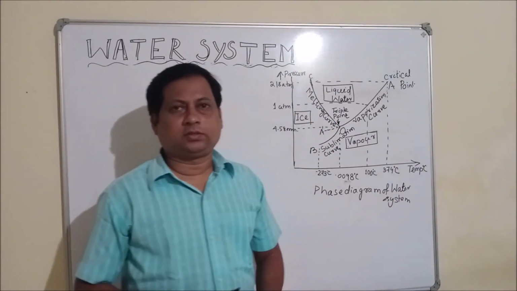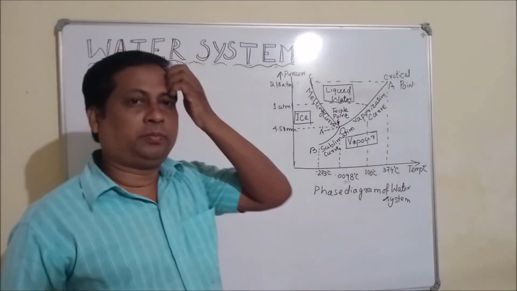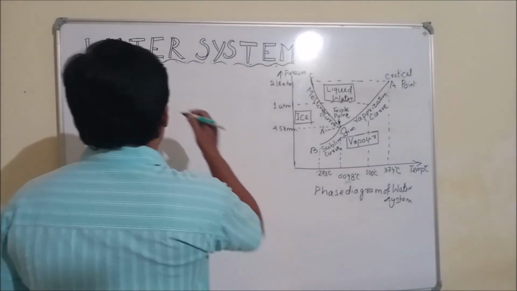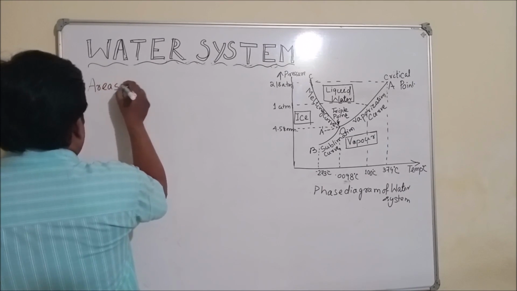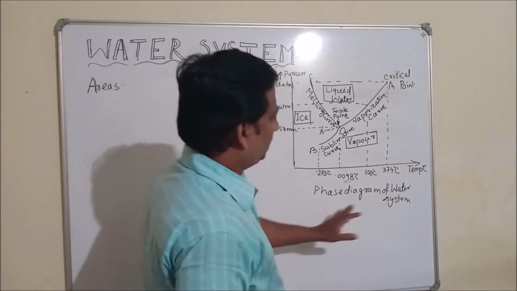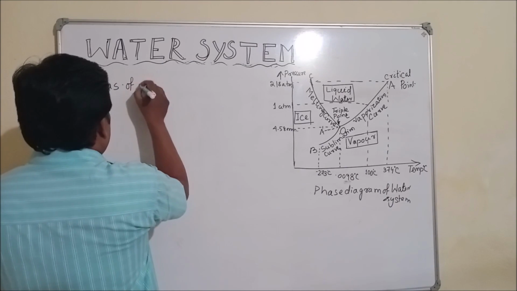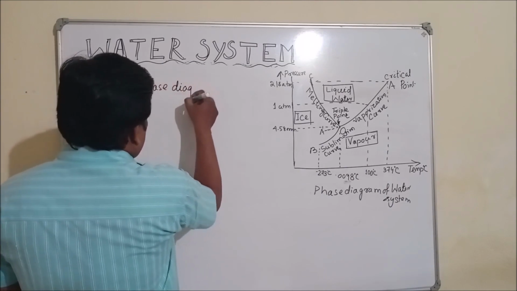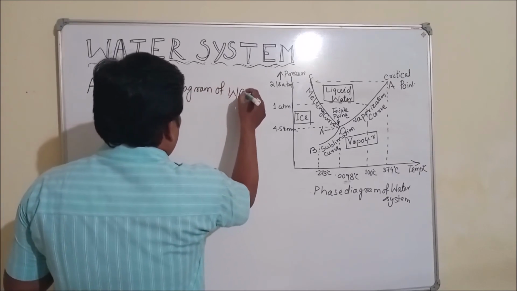So now let us discuss the curves. Okay. Now here different areas and different curves are there. So first we will discuss the areas on the phase diagram of the water system.